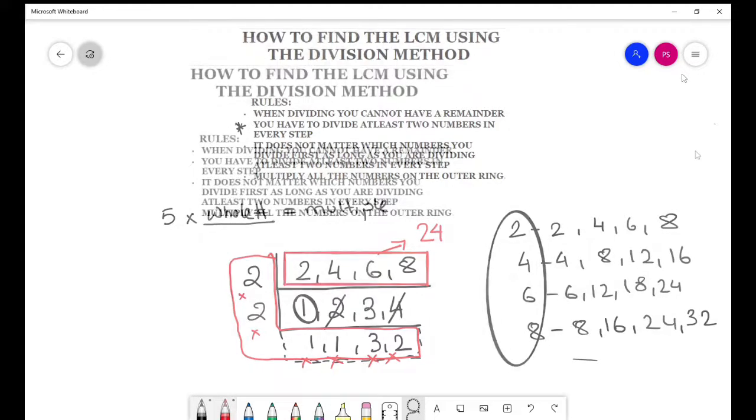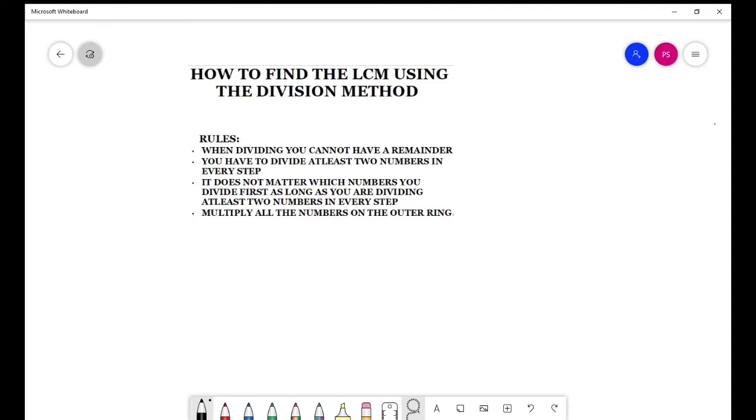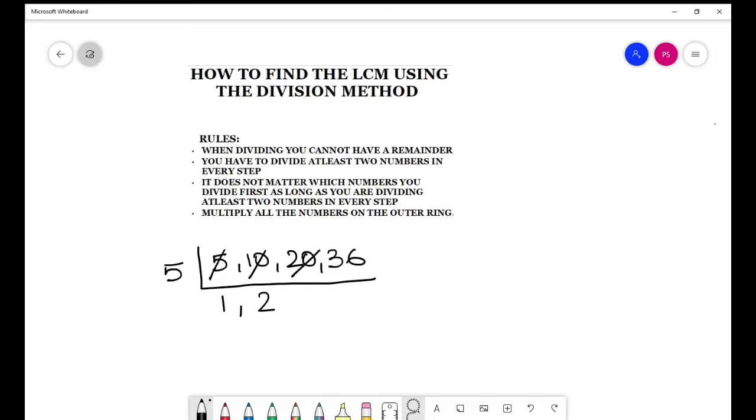Let's try another example. Let's try to find the LCM of 5, 10, 20, and 36. So let's start our division process. Remember, as long as I can divide at least two of the numbers, I can go ahead and start my division. So I can divide 5 by 5, I get 1. Divide 10 by 5, I get 2. I divide 20 by 5, I get 4. 36 cannot be divided, so I just leave it as it is and bring it down. Now in this step, I see that I have 2, 4, and 36. They're all divisible by 2. So I do that. Remember, ones don't get counted.